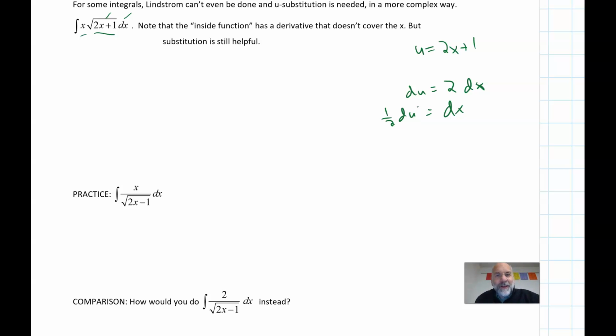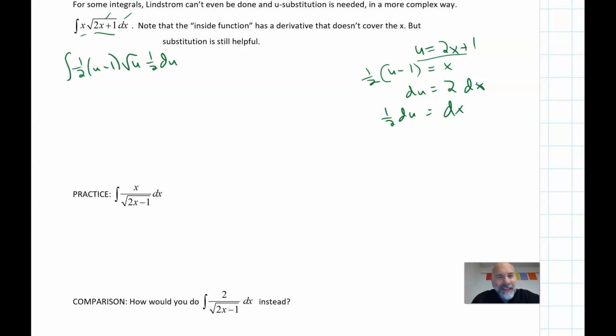What about that x in front? Well, I can still use the substitution to do that. I can solve for x: move the 1 over, and u minus 1 with a 1/2 would be x. So I can substitute for that also. So it's the integral of, the x becomes 1/2 (u minus 1), and the square root of 2x plus 1 becomes the square root of u, and the dx becomes 1/2 du.